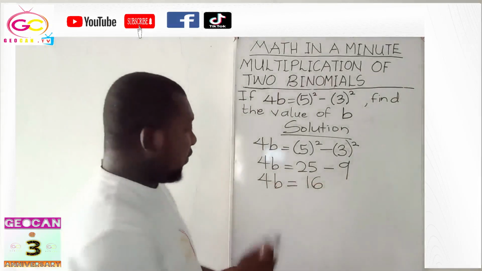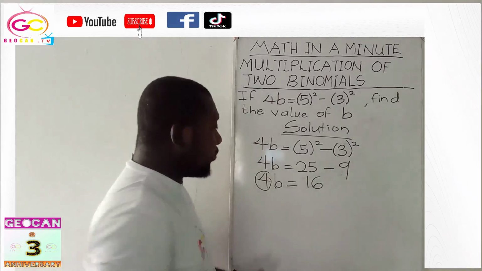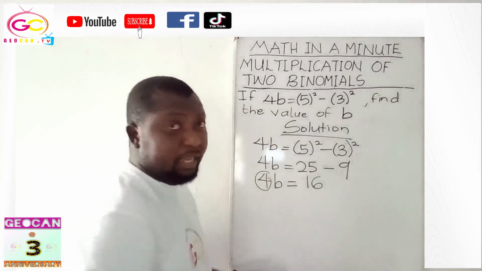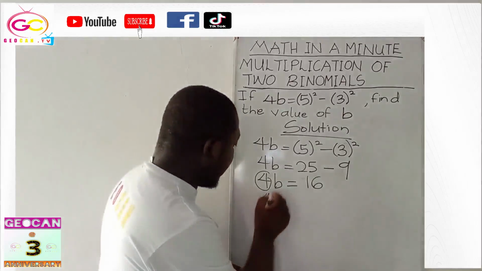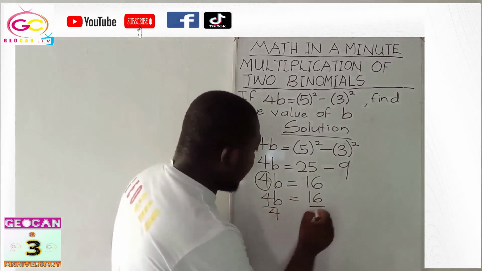Good. Now remember we are finding the value of b. And what do you have closer to b? 4. So what it means is that we divide both sides of the equation by 4 so that b can be alone. Okay. So let's write it again. 4b is equal to 16, divided by 4, divided by 4.